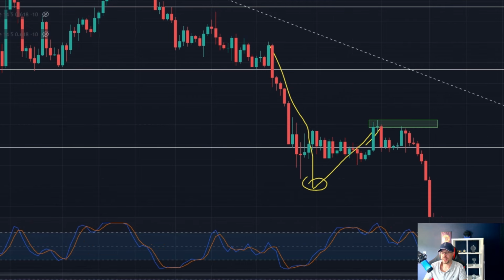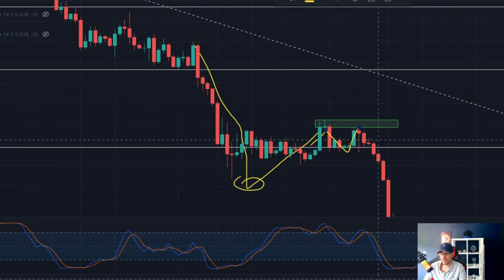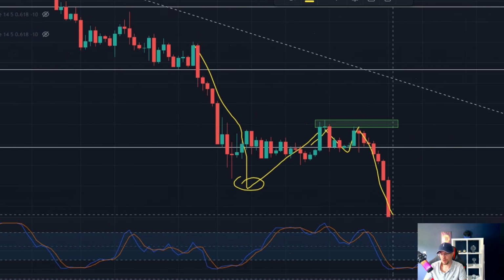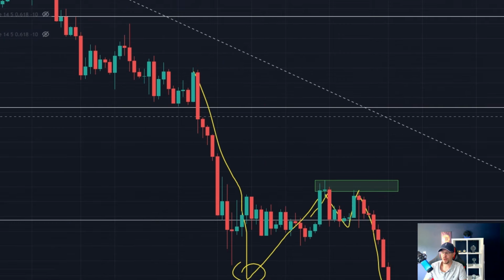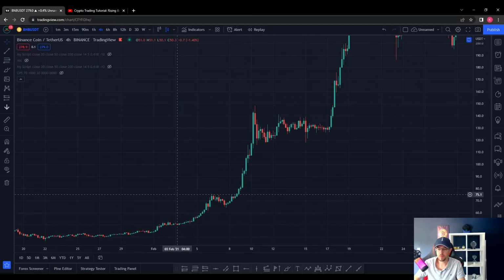And you see that it managed to come back, touch this, double top, and a continuation of the move to the downside. Right, so that's the bearish scenario. Let's have a quick look at the bullish. Right, okay, bullish examples next.